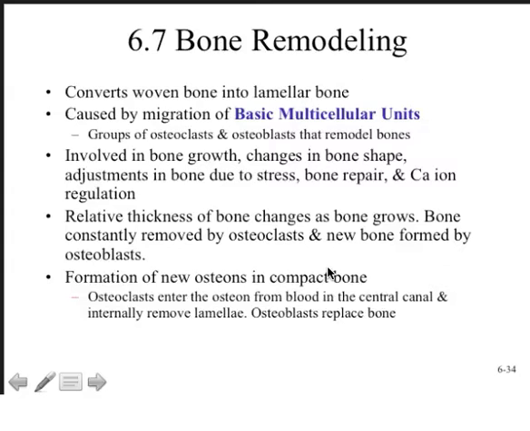The osteoclasts enter the osteon from the blood that's in the resorption canal, and they internally remove lamellae, and then the osteoblasts replace the bone that's been removed by the osteoclast. And so you can imagine a family of osteons at the periphery of a long bone, and essentially what the osteoclasts do is they drill it out from the center, and then the osteoblasts can come in and redeposit brand new osteons in the area that's been essentially dissolved by the osteoclasts. So that's essentially how the remodeling works.